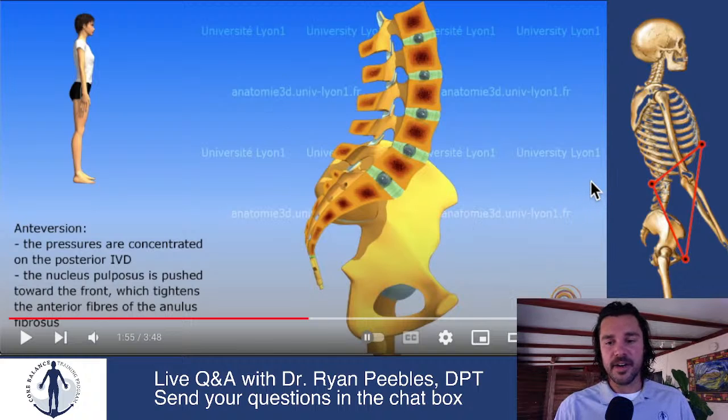This system. When the three anchors are combined together, it's called the anchor triad, and it's a natural back brace. And so hopefully that answers your questions.